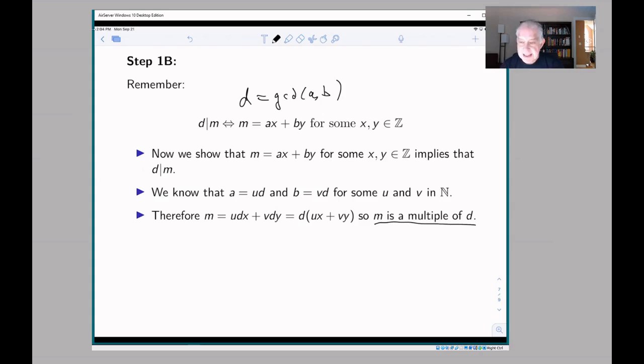We also did this in our discussion of the grid, where we observed that if A and B are, say, both multiples of 3, then whatever combination you take is still going to be a multiple of 3. So since A and B are multiples of their greatest common divisor, any combination is still going to be a multiple of their greatest common divisor. And that's what we're using here. So in some sense, all of this was implicit in the proof of Euclid's algorithm.